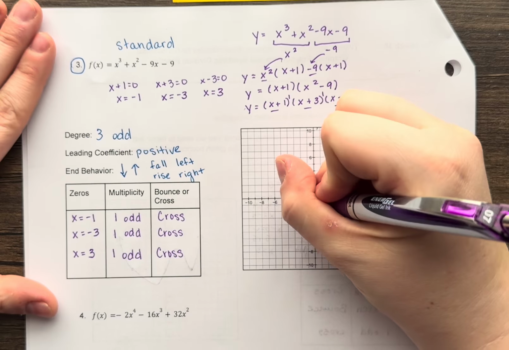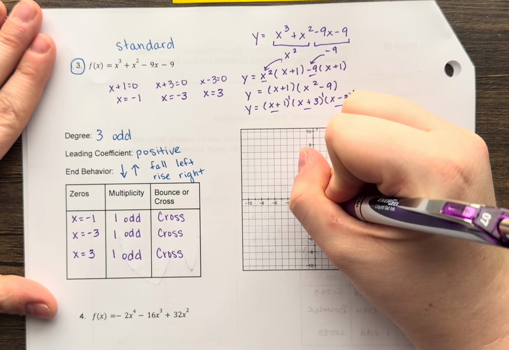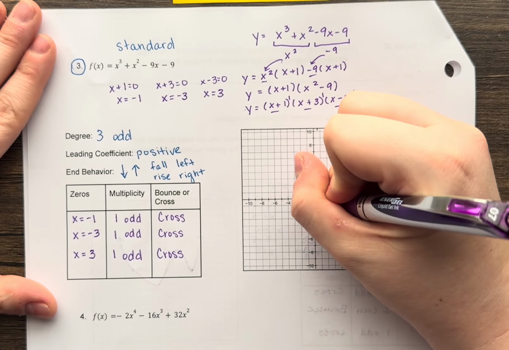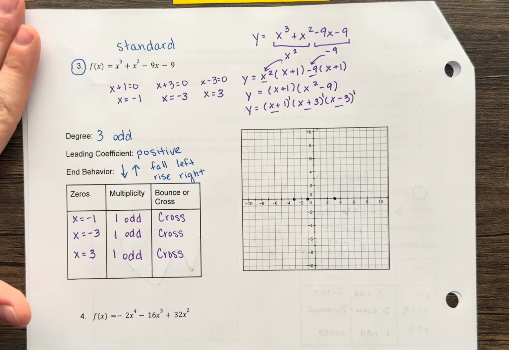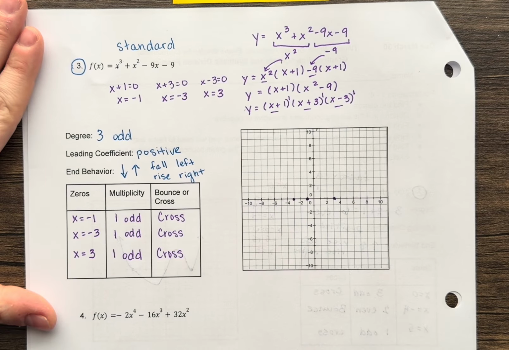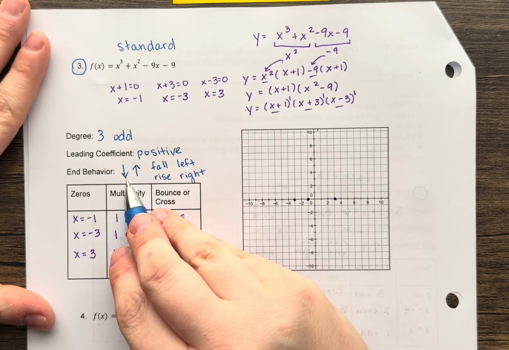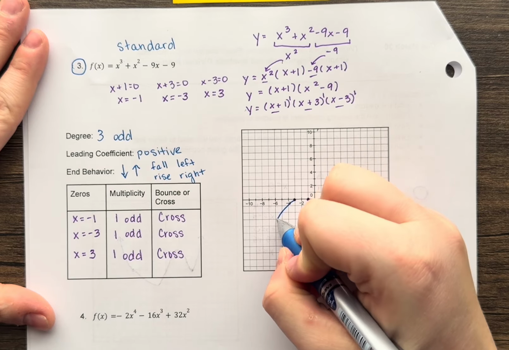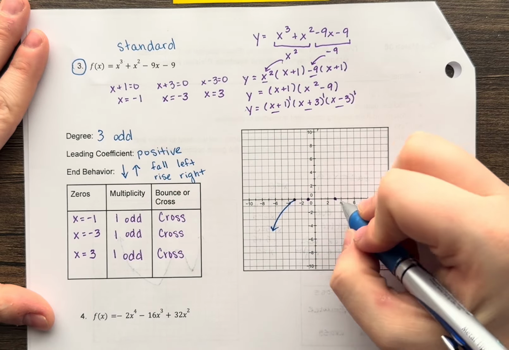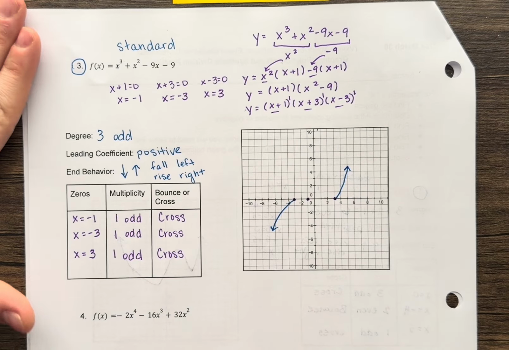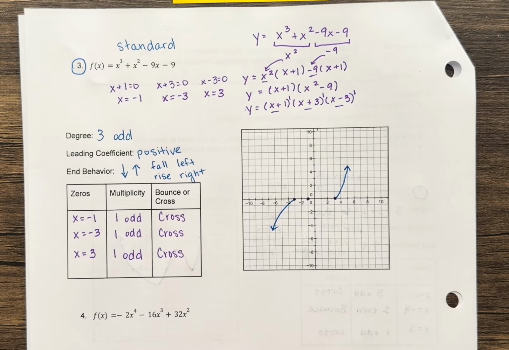So we'll have negative 3, negative 1, and positive 3. Those are going to be our 3 points that we want to graph on that x-axis. Fill in that end behavior. On the left side, we're falling left, so we want to do something like that. And on the right side, we're rising, so we want to go up from there on the right side.